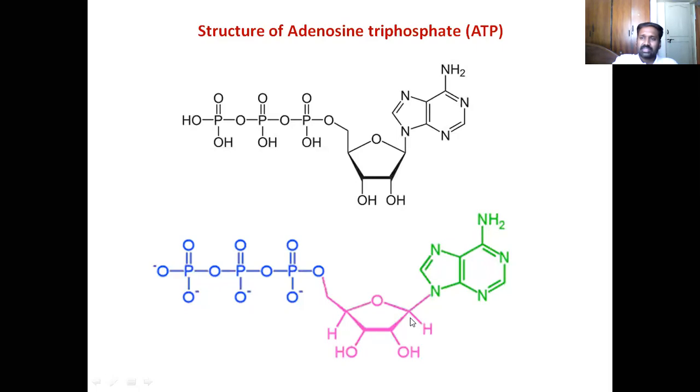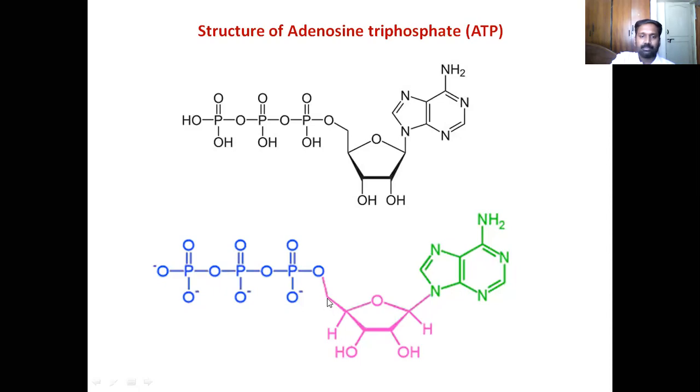I'm just explaining the structure of ATP in a bit of detail so that you remember this and can write it easily, because the structure of ATP is a very favorite question in your exams. Most of the question papers carry this question. What is the structure of ATP? Give the structure of ATP, or some question related to the structure of ATP. So you must be ready to write that structure.